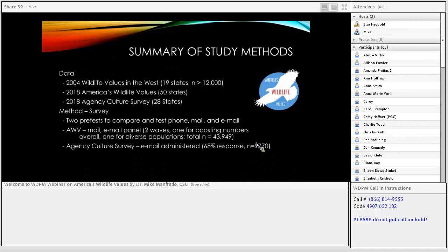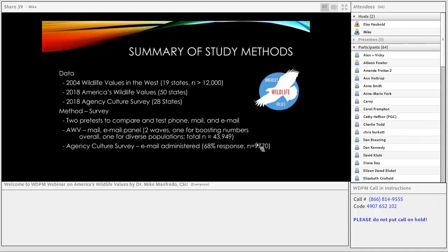When I talk today, I'm going to use data from really three different sources. The first is the 2004 Wildlife Values in the West study that involved 19 states, with an N of 12,000. And then, of course, more recently, we did two types of data collection. The one is the American Wildlife Values Survey, which was all 50 states, replicating quite a bit of what we did in 2004. Then we also did an agency culture survey open to all agencies. 28 participated, and we have data from that.